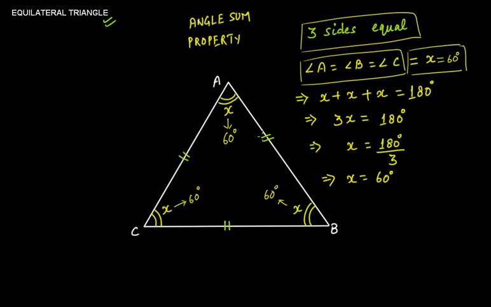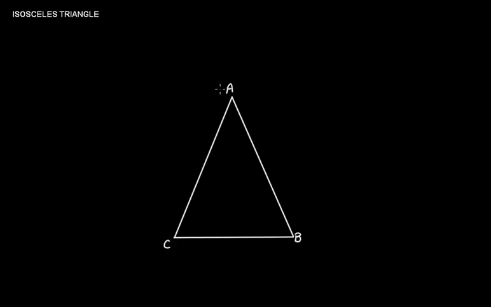Like here, if you have this triangle ABC and the condition is that only 2 sides are equal, let's say side AB is equal to side AC. So if 2 sides are equal, such triangles are called isosceles triangle. Okay, isosceles triangle. So this is point number 1.